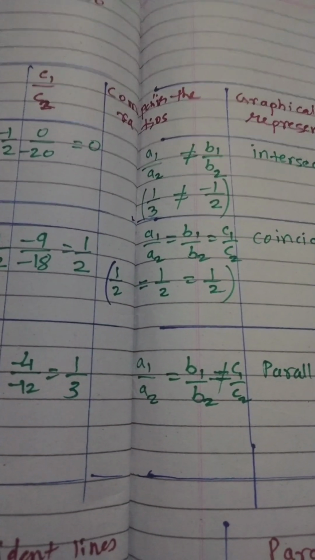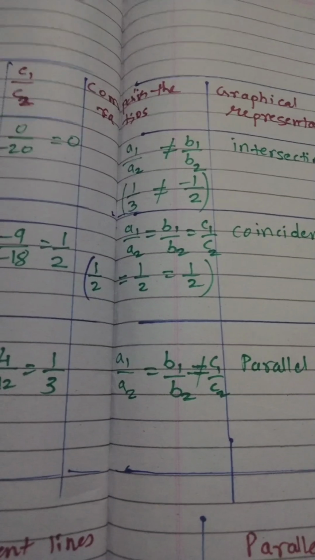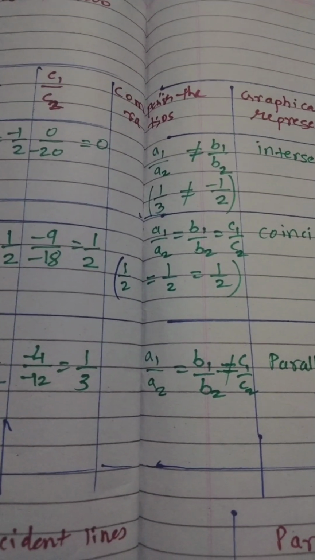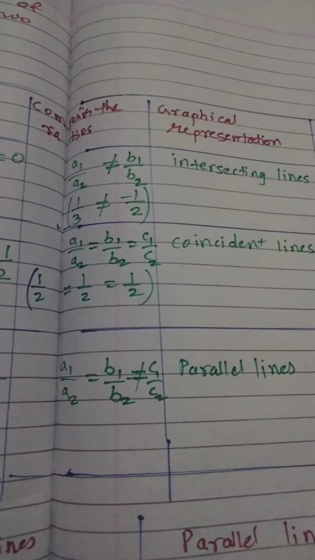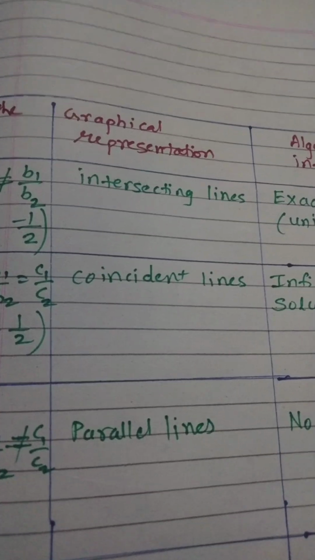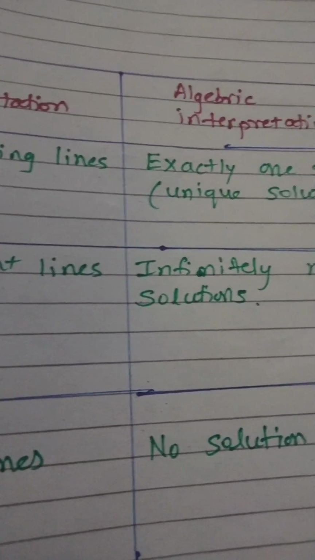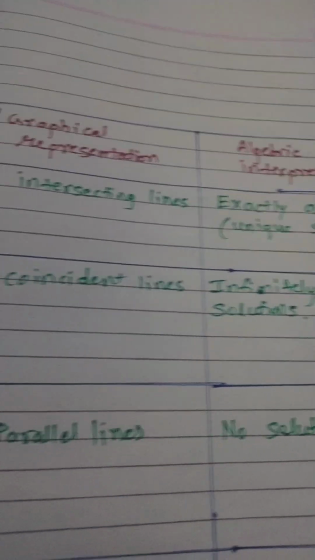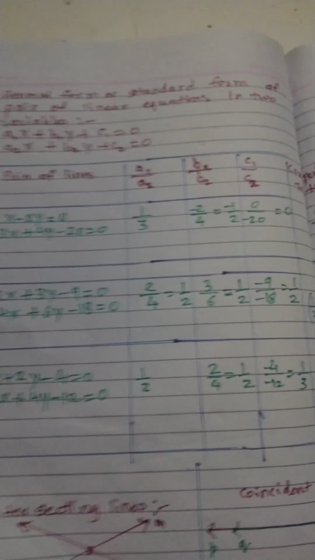So here a1 upon a2 is equal to b1 upon b2 is equal to c1 upon c2, that is, 1 upon 2 is equal to 1 upon 2 is equal to 1 upon 2. So the graphical representation will be coincident lines. So there will be infinitely many solutions for this coincident line.